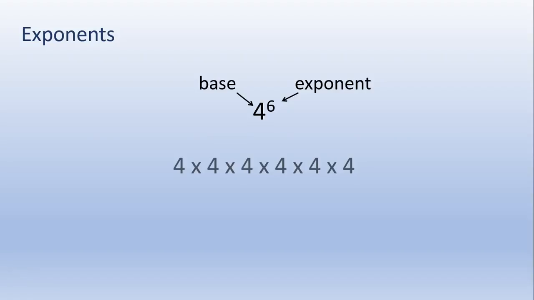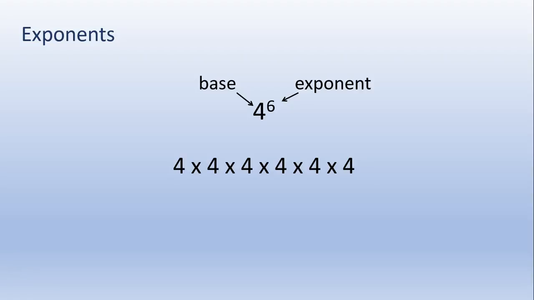There are two parts to an exponential expression. The larger number is called the base, and the smaller number is called the exponent. An exponential expression is a shorthand way to write repeated multiplication. So 4 to the 6th power means 4 times 4 times 4 times 4 times 4 times 4. We have 6 factors of 4.